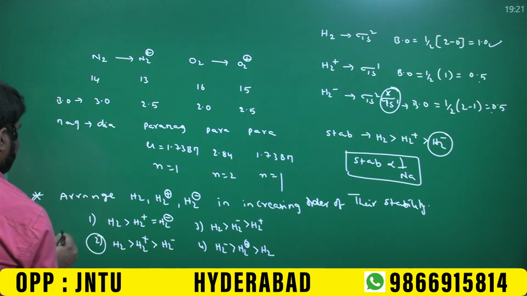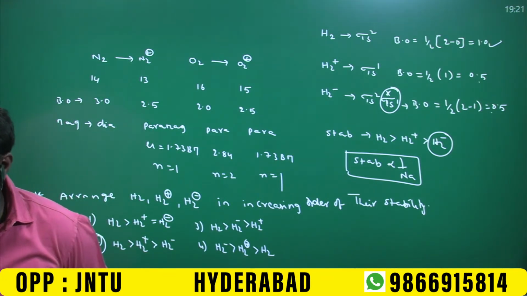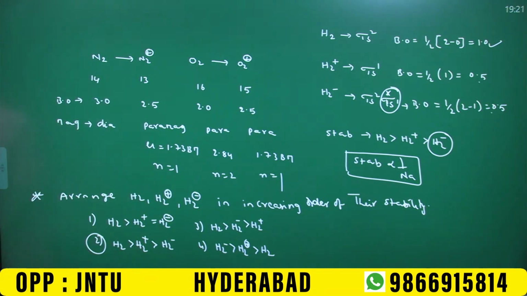అర్థమైందా రీజన్? When compared to the fractional bond order, bond order with an integer is more stable. The next, stability is inversely proportional to the number of anti-bonding electrons.